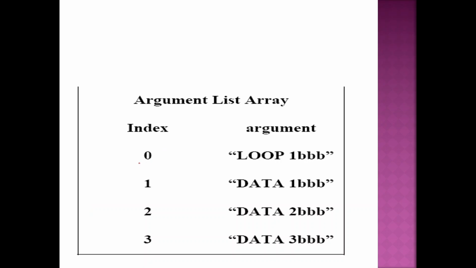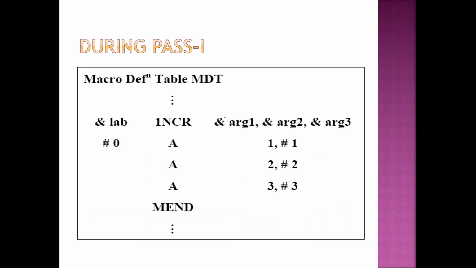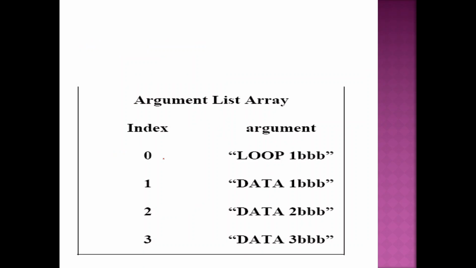So what do you mean by hash 0? If I have hash 0 in the macro name table, what should be here in the argument list array? The argument list array should say what that hash 0 is. Hash 0 is nothing but loop. This is going to be represented using 8 characters. If I have LOOP1, it occupies 5, and the last 3 are padding. So the size is going to be 8, and I should have 8 characters. So 0 here represents loop 1.